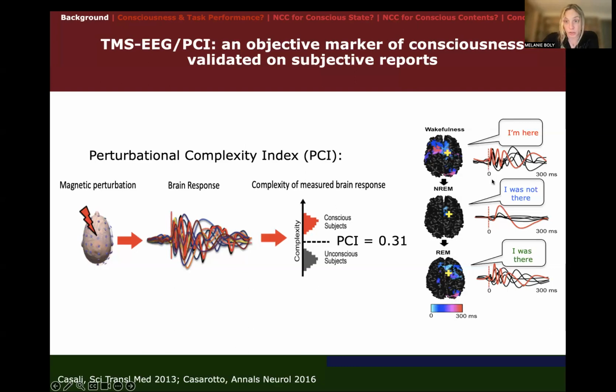And if they are unconscious, like here in non-REM sleep, an example here of the different traces at different time courses of different areas, you'll see that if the patients are unconscious, the response is very stereotypical and very simple. And so that PCI, perturbational complexity index, has been validated on subjects that can respond. And then we can use it to extrapolate the likelihood of someone that cannot communicate being conscious.